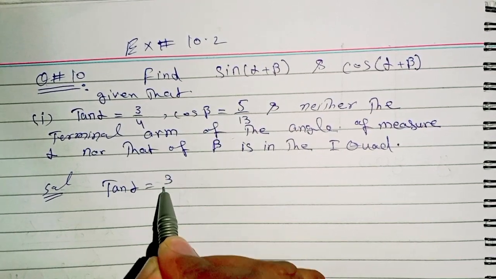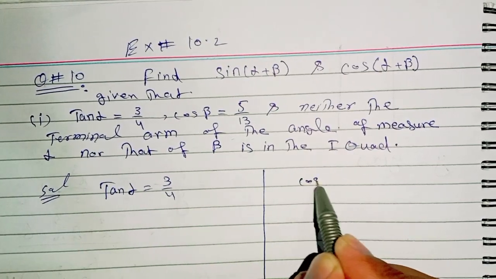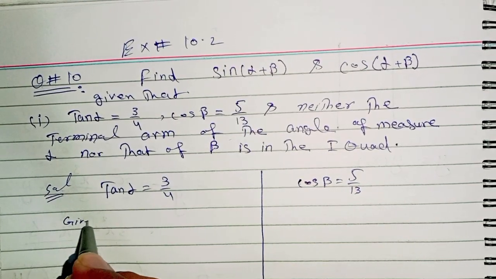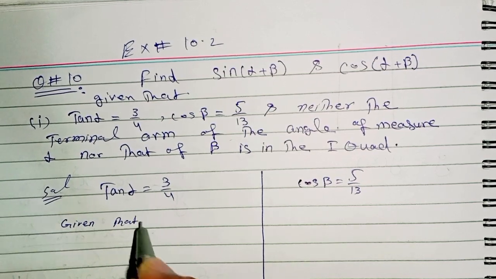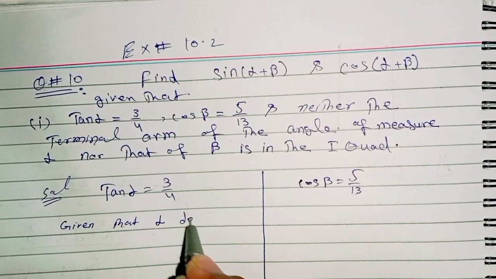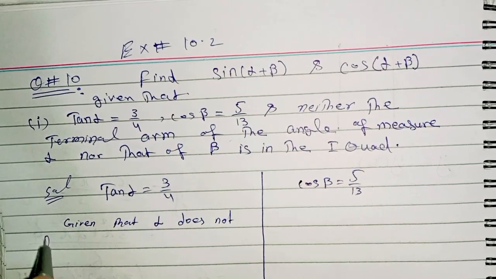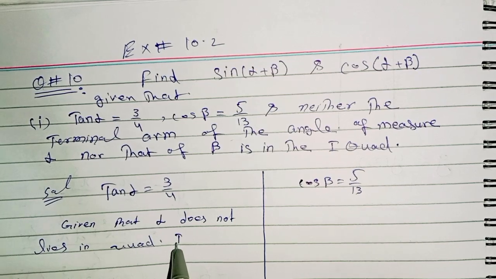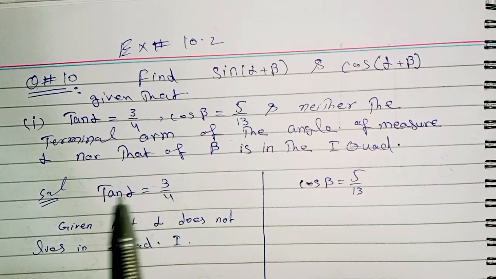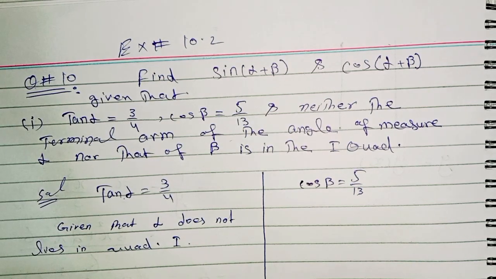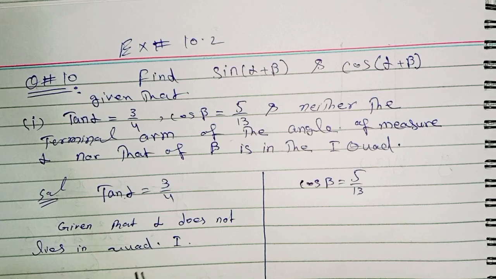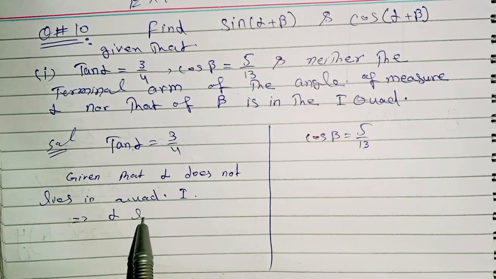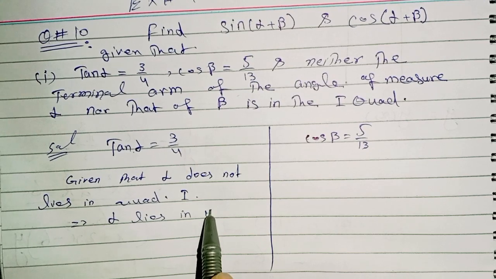Tan alpha is equal to 3 by 4, cos beta is equal to 5 over 13. Given that alpha does not lie in quadrant first, but the value of tan is positive. The value of tan is only positive in first and third quadrant. If alpha does not lie in first quadrant, then alpha must lie in third quadrant. This implies that alpha lies in third quadrant.